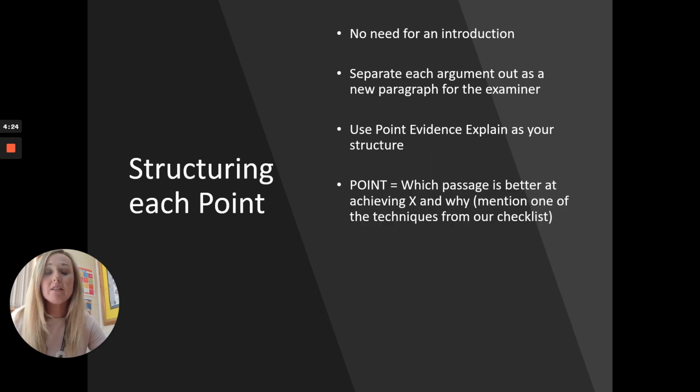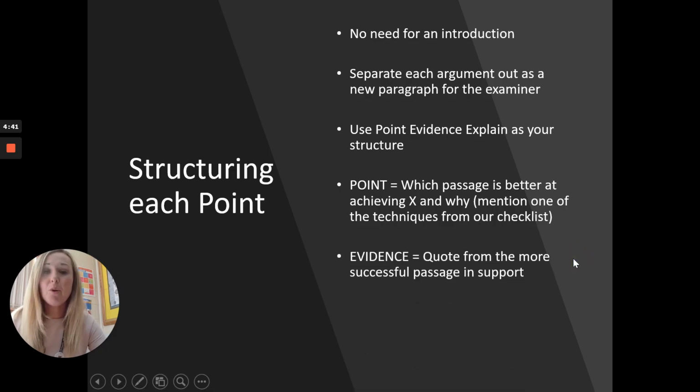So the point goes straight to the heart of the question. The Odyssey passage is better at creating tension due to, and it could be the speed at which it engages the listener. And you mention one of the techniques from the checklist in that opening sentence. Then you put your evidence in. Remember, you need to quote directly from the passage to support that point.